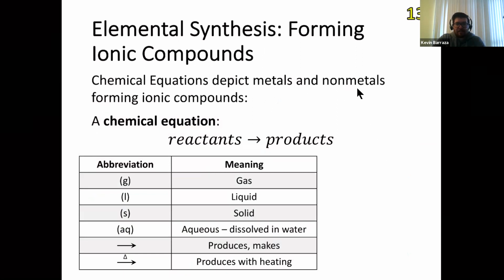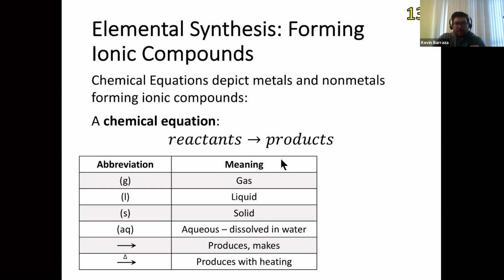So a chemical equation depicts metals and nonmetals forming ionic compounds. So a chemical equation, what we represent, and we saw this a little bit in the last lecture, we have our starting material, or we can think of it as our ingredients. The arrow tells us what they become, or the products. So what we can do now that we know how the ionic compound's formula should be formed, what ratio they should be, we can start to write recipes in this symbolic format. We're going to put the symbols for the elements that make them, and they become the ionic compound that we desire.